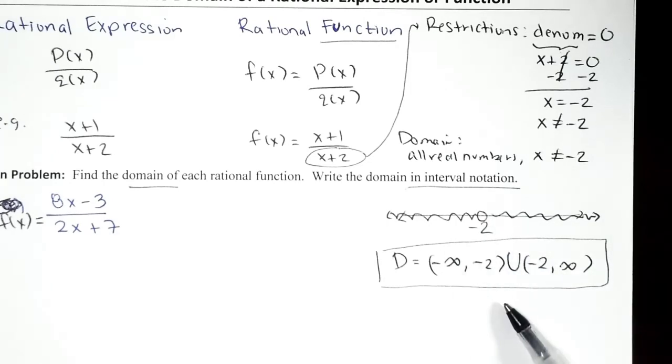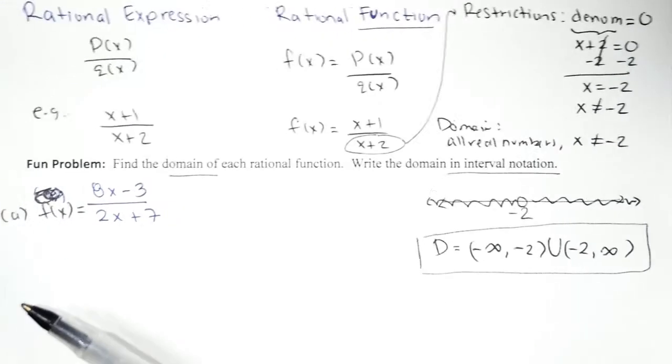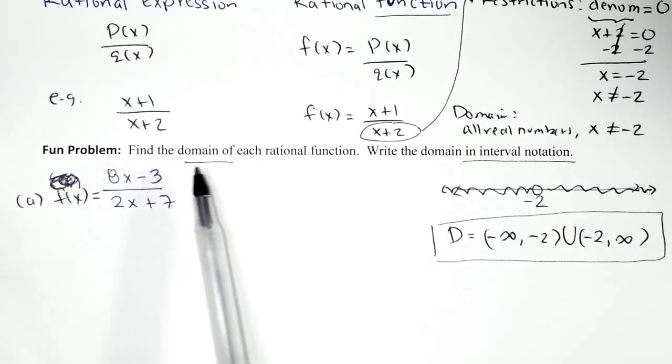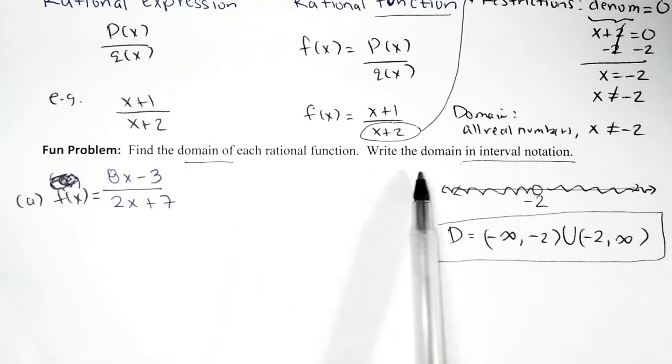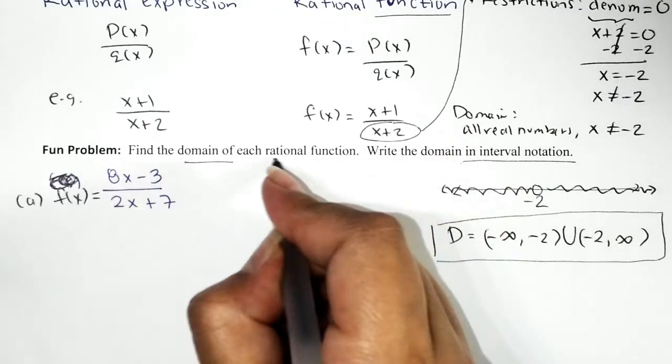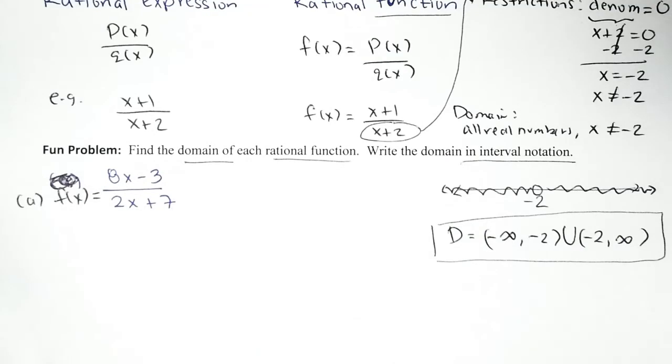Okay, so for fun, problem number 1, it's only one set of problems. We're going to do 4 problems and then we're out. So I guess this was our 5th problem, but we're going to do 4 problems and we're out. So it says problem A, the directions. Find the domain of each rational function. Write the domain in interval notation. So rational function, that's just code for we got a fraction, a quotient of 2 polynomials.